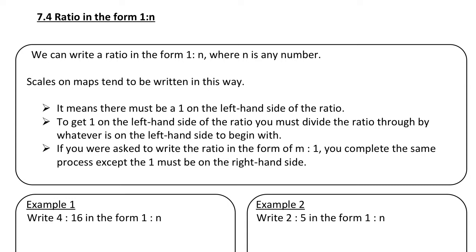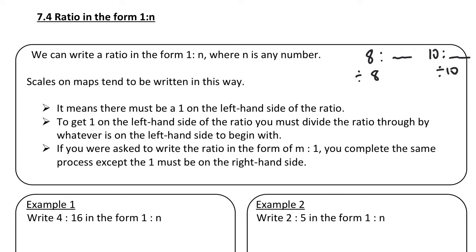Scales on a map tend to be written in this way. And what it means is that there's 1 on the left-hand side of the ratio. To get 1 on the left-hand side, you need to divide through by whatever is on the left-hand side. So if it was in the form of 8 to whatever, you would divide both sides by 8. If it was 10 to whatever, you divide both sides by 10.